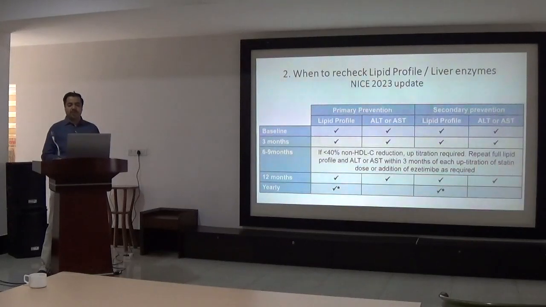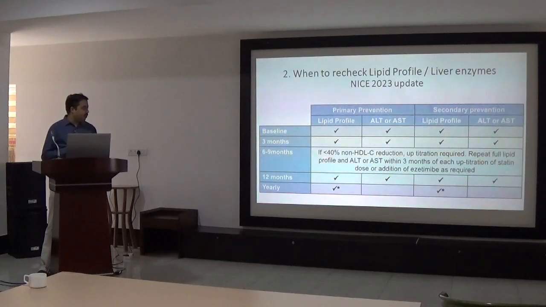When to recheck lipid profile or liver enzymes? The NICE 2023 update remained more or less the same. At baseline, we need to check everything: lipid profile, SGOT, SGPT, for both primary and secondary prevention. After 3 months, we need to check all again.